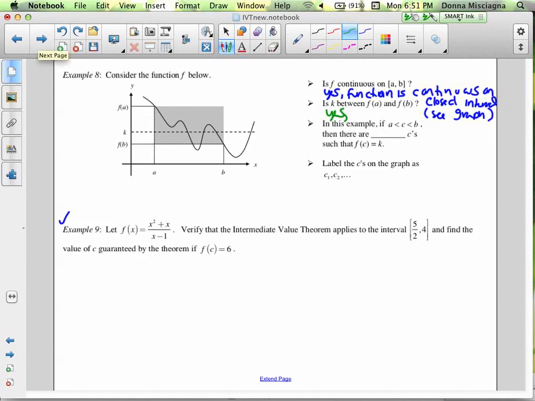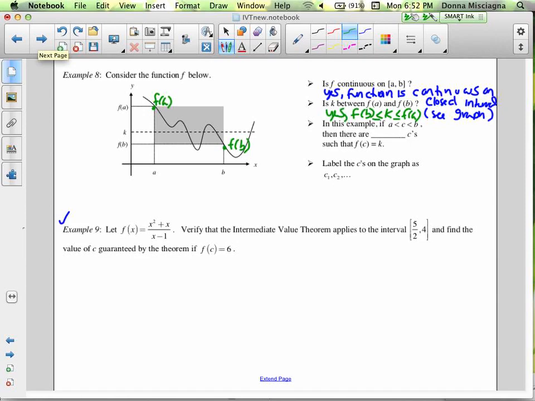And in this case, f of A is right here. And so there's f of A. And then this right here is f of B. Right, so we have f of B is less than K, is less than, I guess I should say equal, and less than f of A.